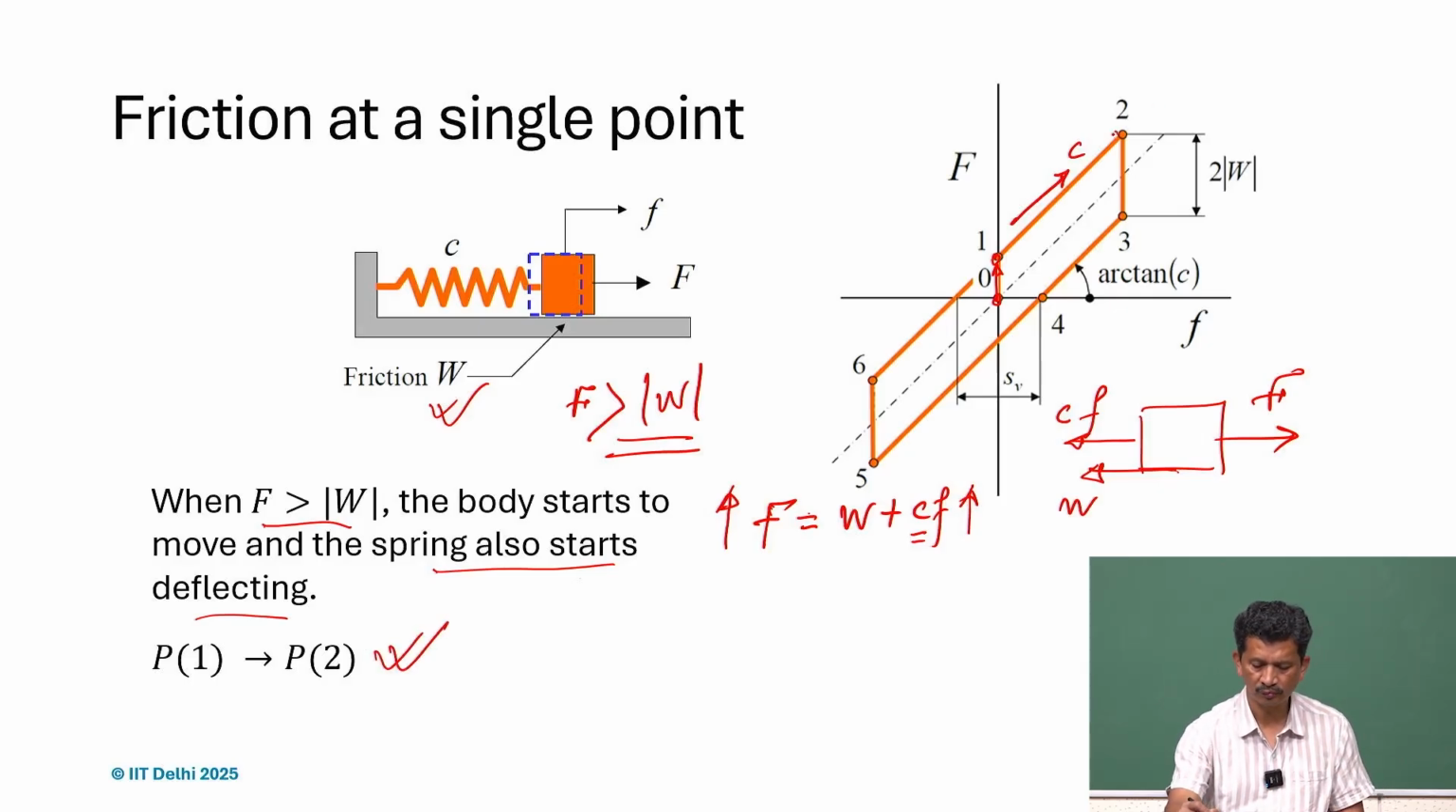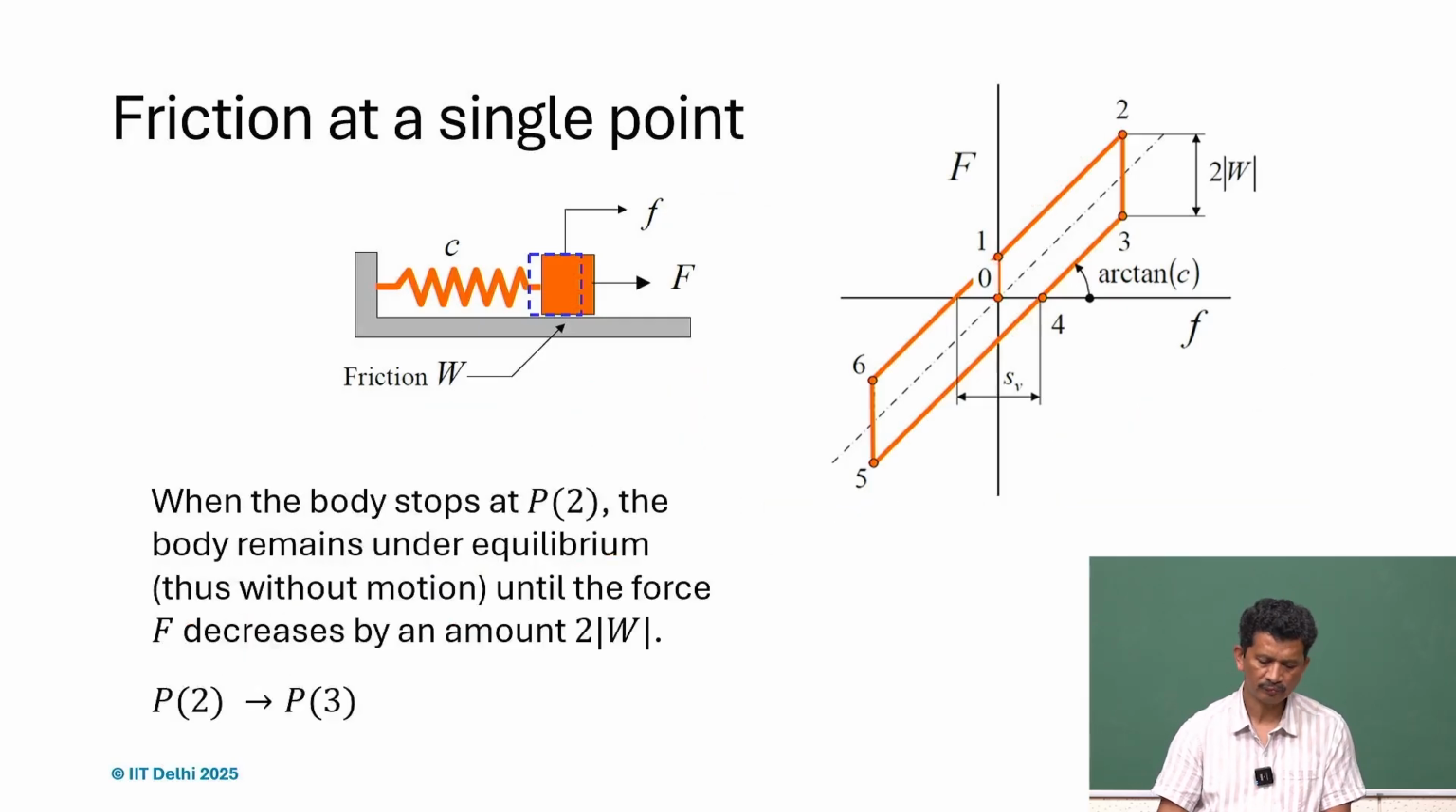So P1 to P2. So as we keep moving, and suppose at 2 we want to stop, what will happen? So as we are moving towards the right, this is what we get. So 1 to 2. So as we reach 2 and we want to reverse the motion, so we want a reversal. But what happens at 2?